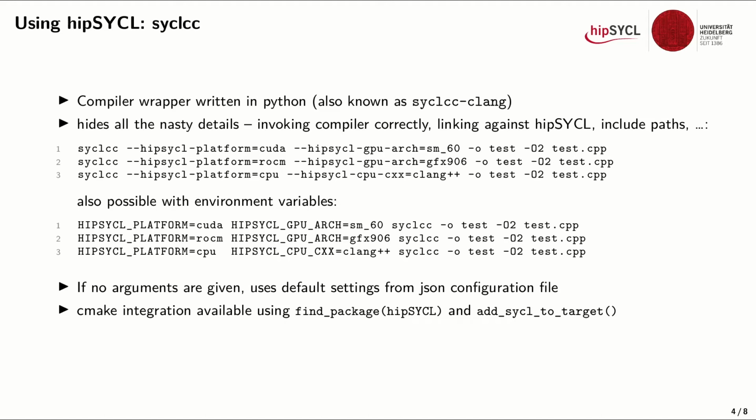If you don't want to use syclcc manually, you can also use our CMake integration, which allows you to just find_package(hipSYCL) and then use the function add_sycl_to_target. This function is also provided by other SYCL implementations, which means that you can use the same CMake code to target many SYCL implementations.